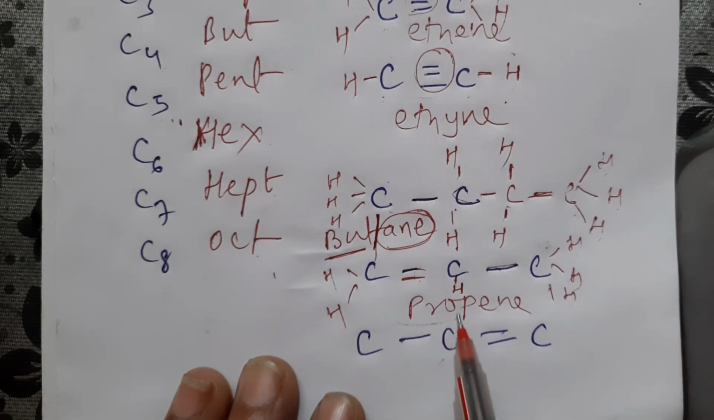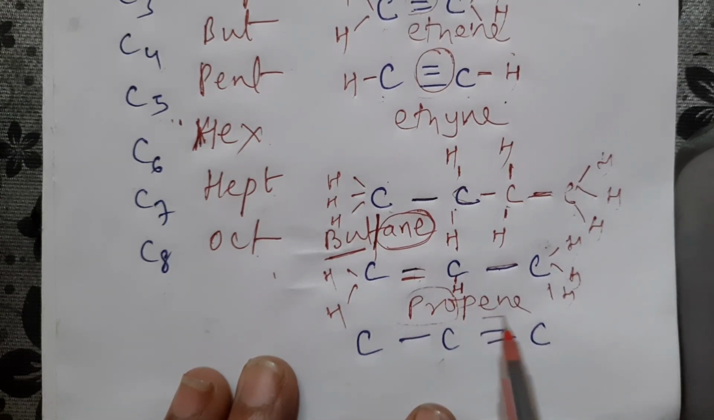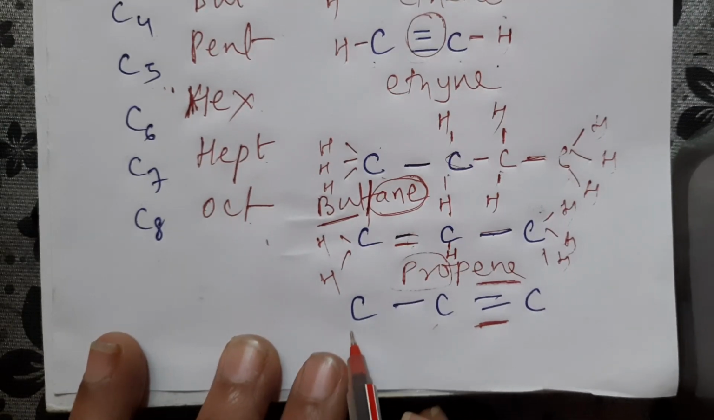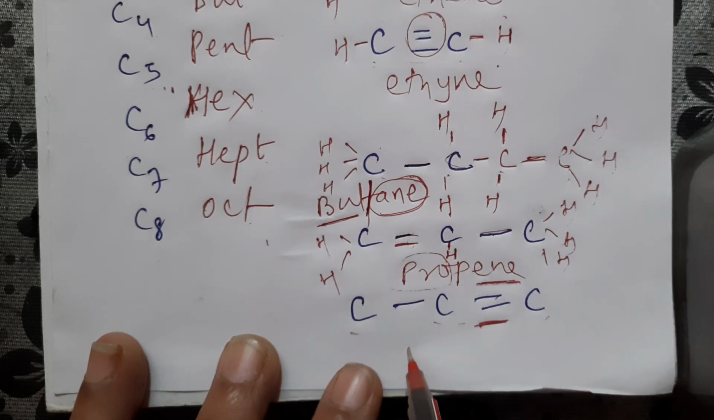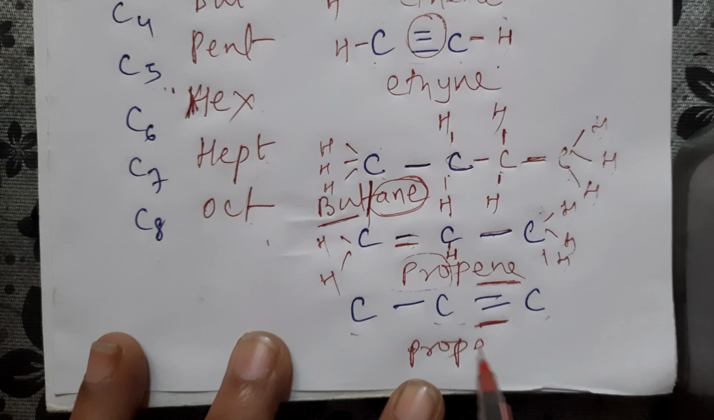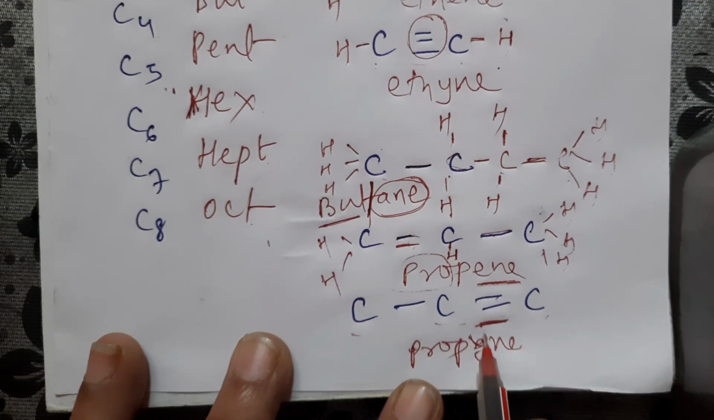Depending on carbon, we give the prefix, and then depending on double bond or triple bond, we give the suffix. Suppose here 3 bonds are there. So first we are counting carbon: 1, 2, 3. Thus it is prop. Then a triple bond is there, so for that the suffix is yne, Y-N-E.